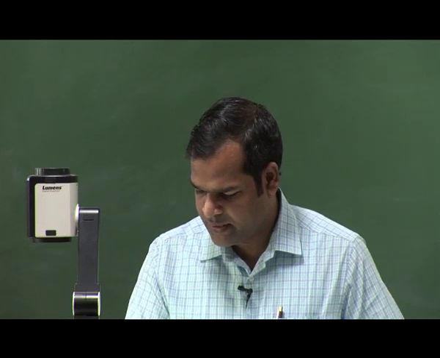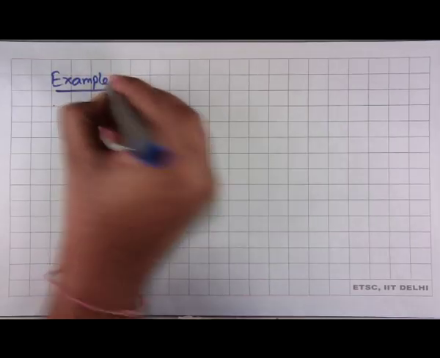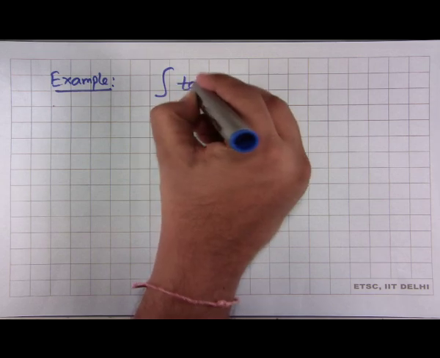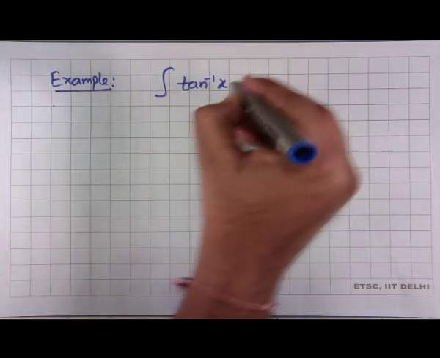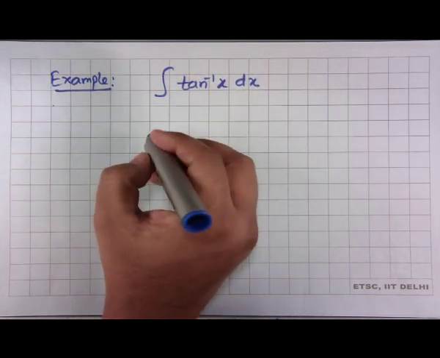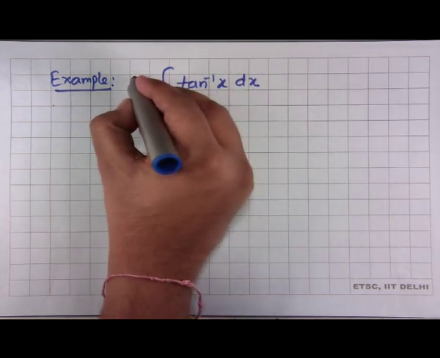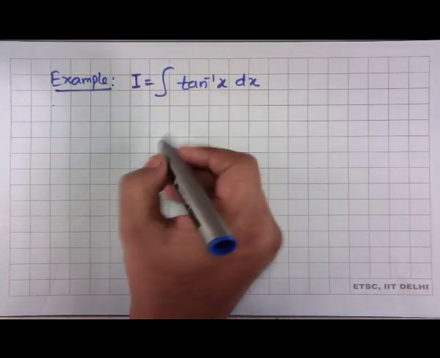So, the next example of another complicated function is the integration of tan inverse x. For this also I will use the same trick which we used for logarithmic x.